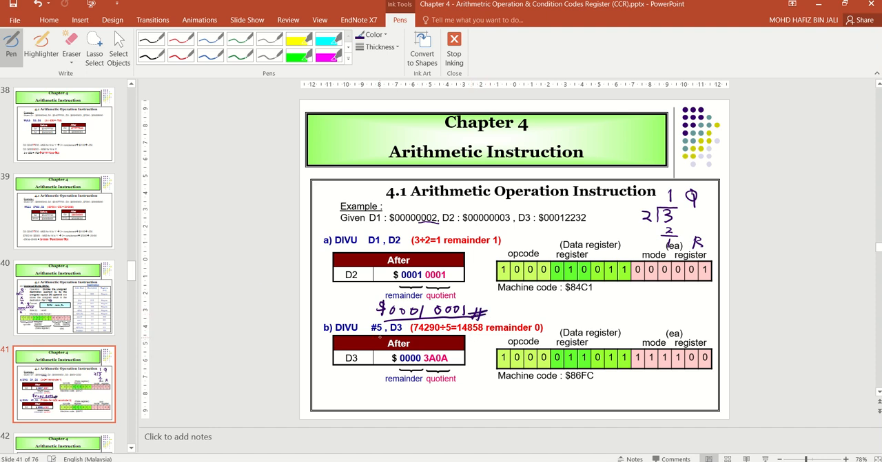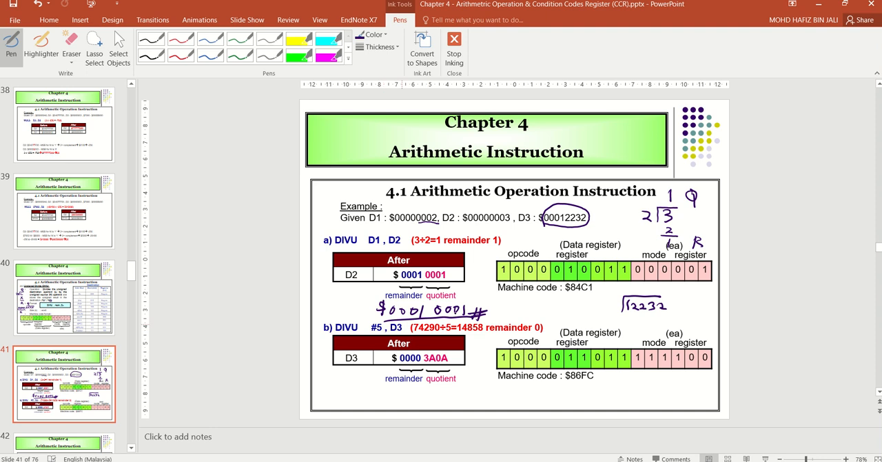Okay, next example B, D3 divided by 5. So for D3, you need to take all the value, long word. In the calculator you don't have to put the 0, because it is on the MSB and will not affect the answer. So 12232 divided by 5.